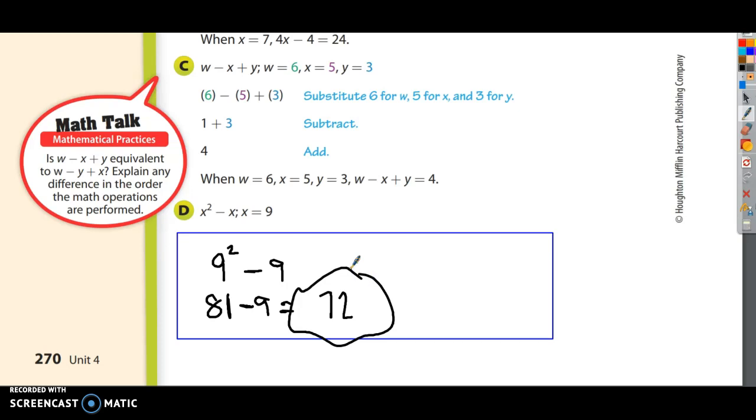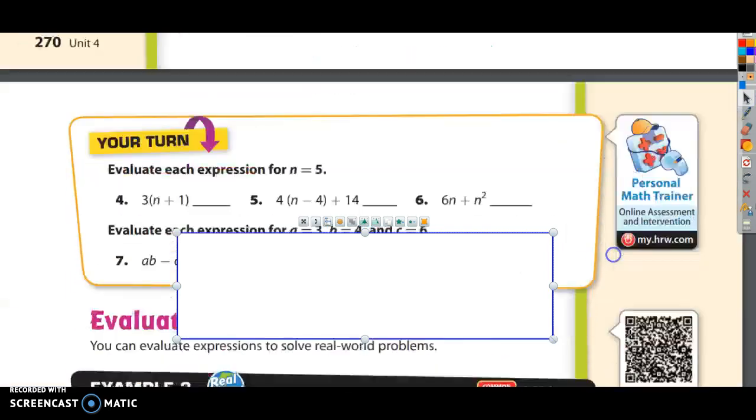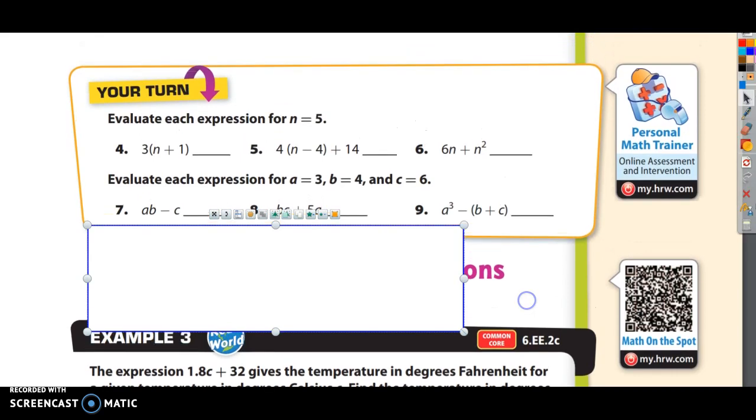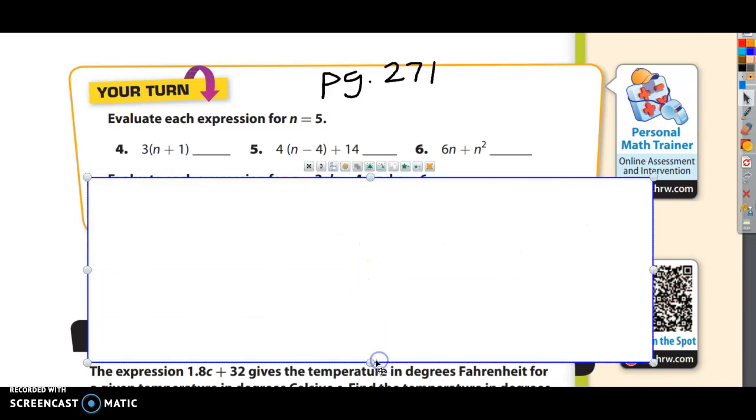All right, this video is going to carry on to the next page where we solve a couple more problems. So go ahead and stay with me here as we move on to the Your Turn at the top of page 271. We are on the top of page 271. I'm going to use this whiteboard right here to solve the problems. You're welcome to try these. In fact, you probably should. I think it'd be a good idea for you to try some of these and use the video when you're ready to check your answers. All right, number 4.